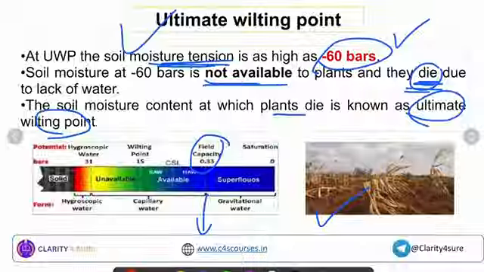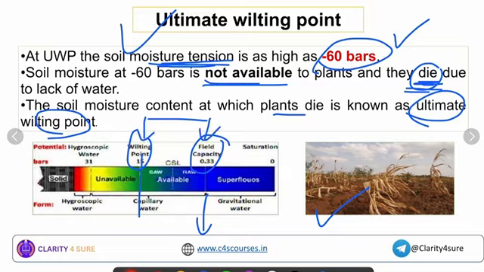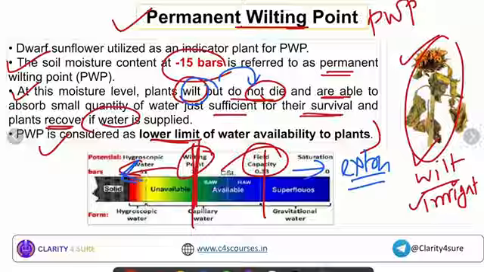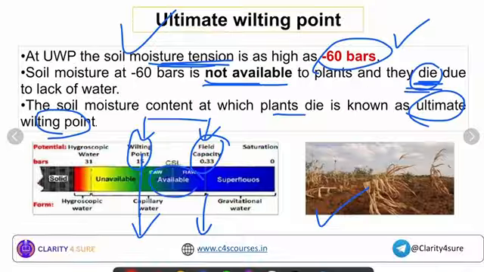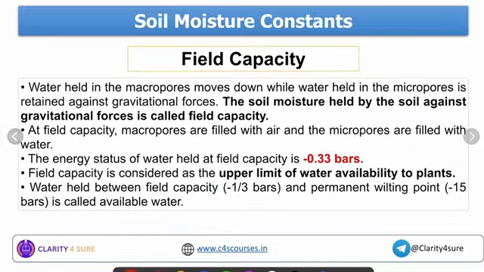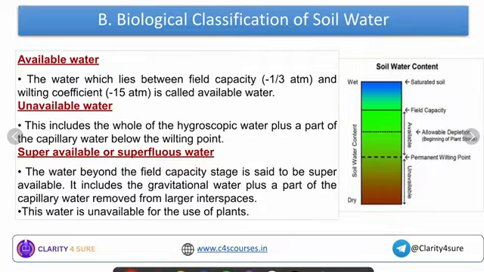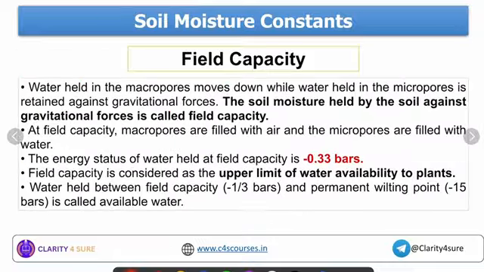So this is the upper limit, this is the lower limit, and we want to keep our soil moisture in between this range because it is safe. And because it is safe, it is called available water. We covered this earlier, right? Available water is the water which is present between the field capacity and the wilting coefficient.